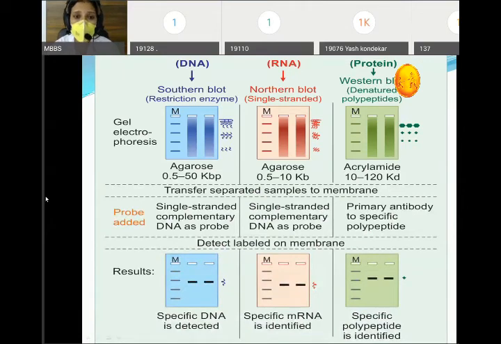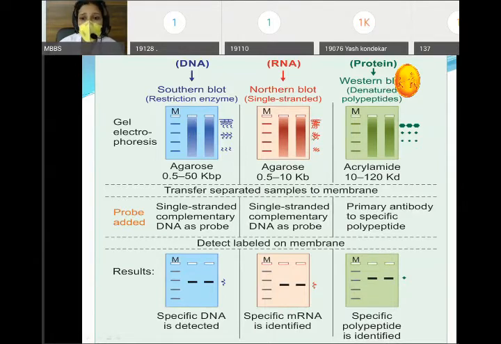In this diagram, I have compared all three techniques, that is Southern blot, Northern blot, and the Western blot. Southern is done for the DNA, Northern is done for the RNA, and the Western is done for the protein.